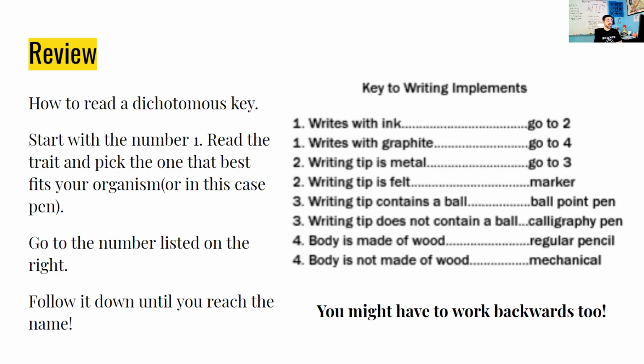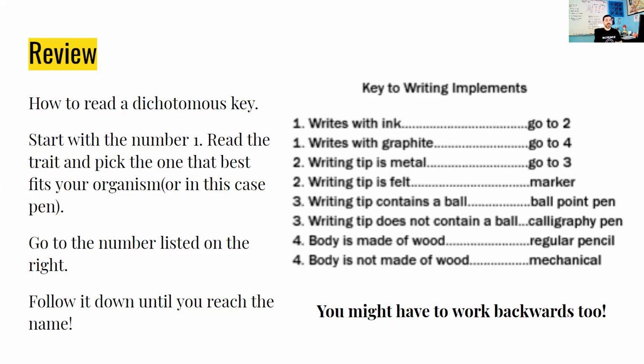And when I go to number two, it says, is the writing tip metal or is it felt? Well, in this case, the writing tip is metal. So I'll go to number three. Writing tip contains a ball or writing tip does not contain a ball. And this one does contain a ball. So that has already identified this as a ballpoint pen. I don't need to go to number four because I've already identified what this new object or organism is.